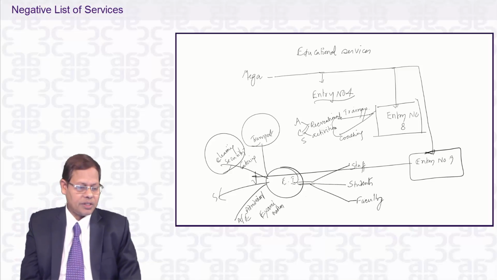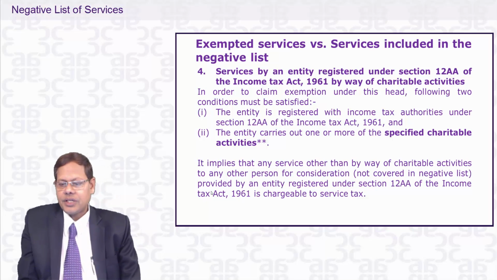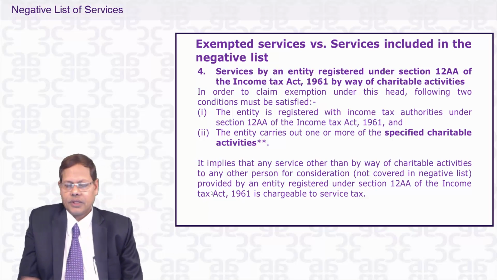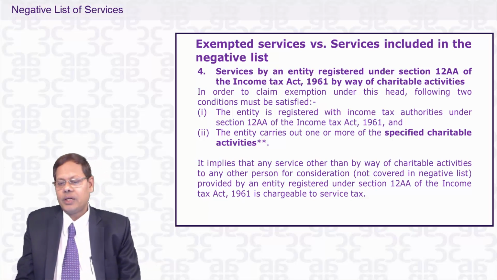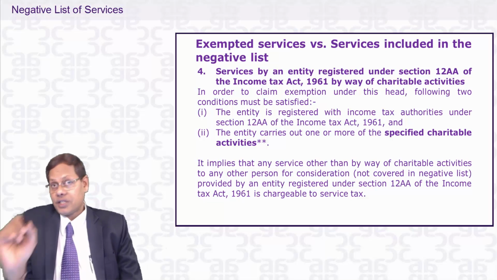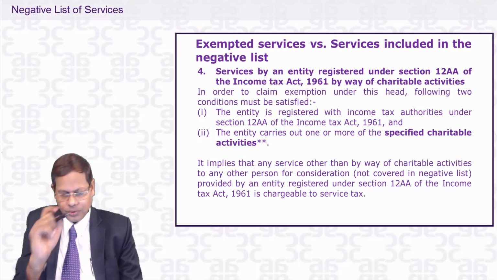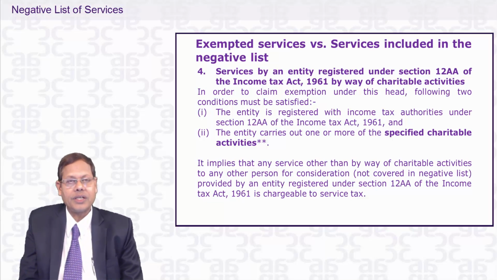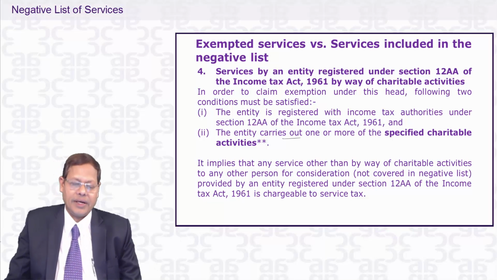What about entry number 4? What is there in entry number 4? Services by an entity registered under section 12AA, charitable purposes by way of charitable activities. It should be necessarily registered under section 12AA of Income Tax Act. That's very important. So in order to claim exemption under this, following 2 conditions. One is registered. Another one is it carries out one or more of the specified charitable activities.